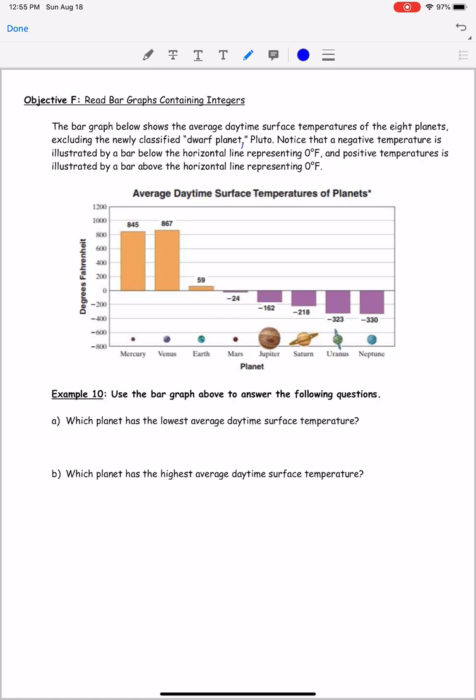So example 10. Use the bar graph above to answer the following questions. Which planet has the lowest average daytime surface temperature? Okay, so because it's the lowest one, I want the one that is the lowest number down here, the one that's the furthest from that 0. So that's going to be this guy here. It's almost Uranus, but by 7 degrees, it is going to be Neptune.